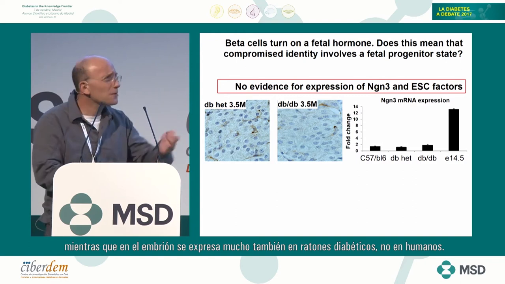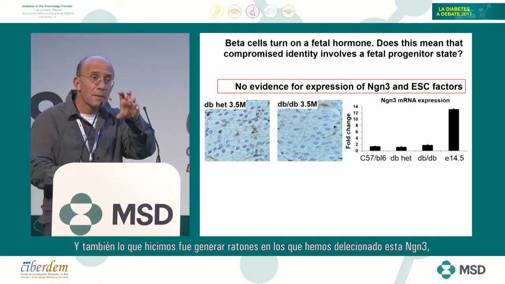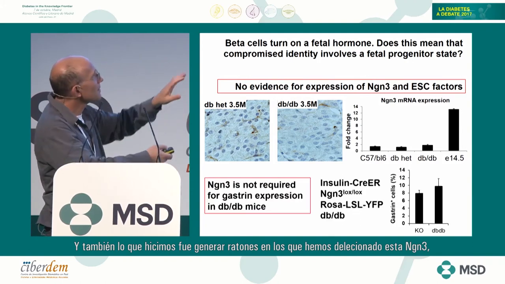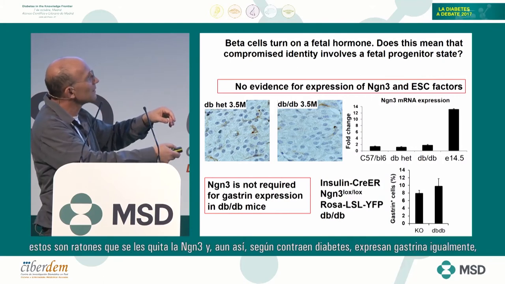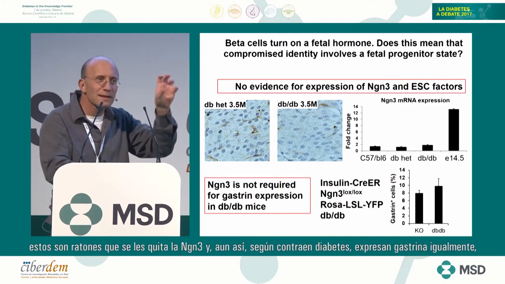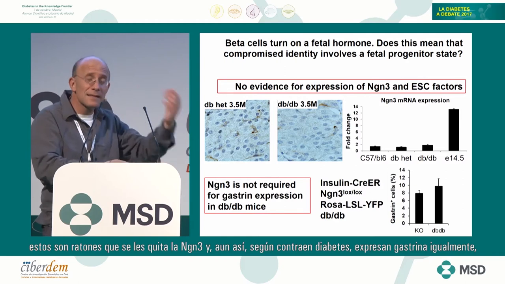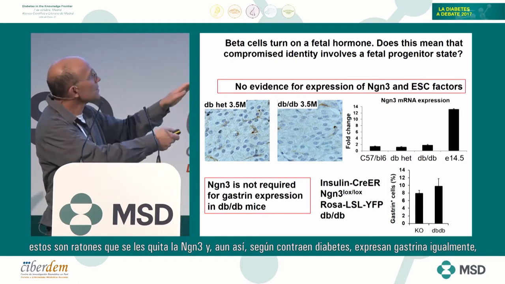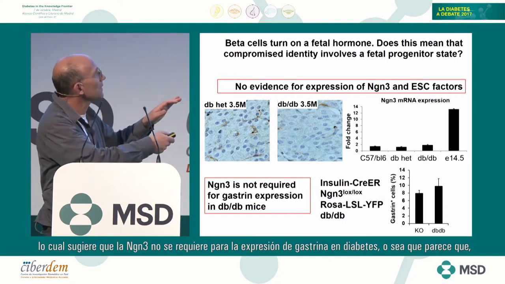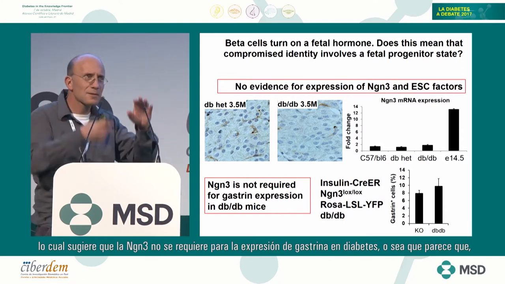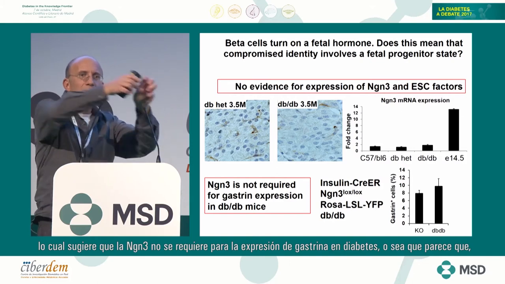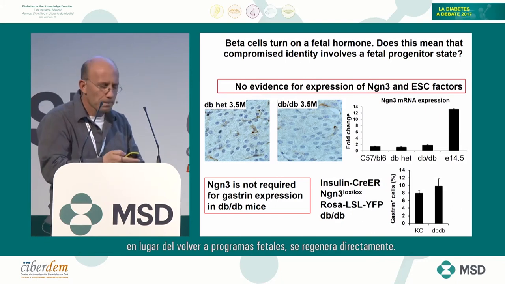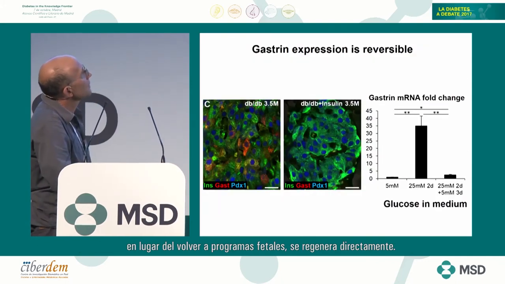And we went further, because maybe we don't stain well. We generated mice where we deleted neurogenin 3 in adult beta cells. I won't get into the details, but these are mice that are knocked out for neurogenin 3 in adult beta cells, and still, as these mice become diabetic, they express gastrin just as well. Right, suggesting that NGN3 is not required for gastrin expression in diabetes. So it seems that beta cells switch directly to adopt gastrin cell identity without going back to fetal programs.